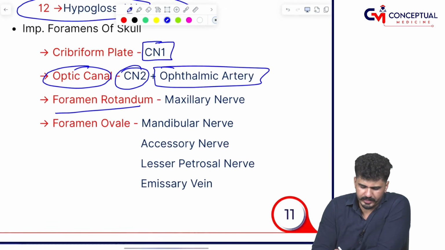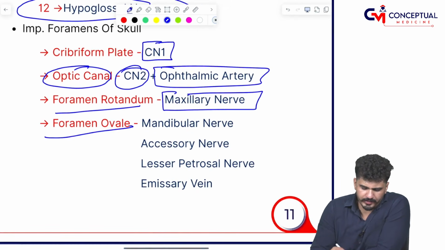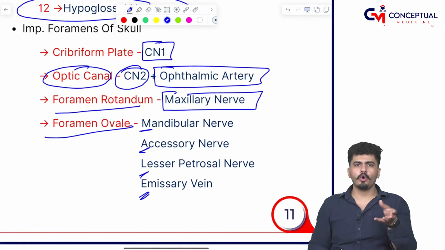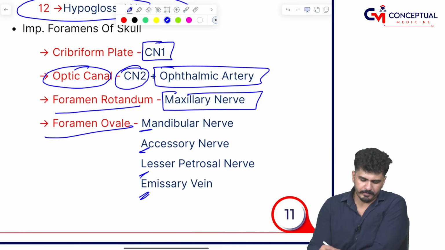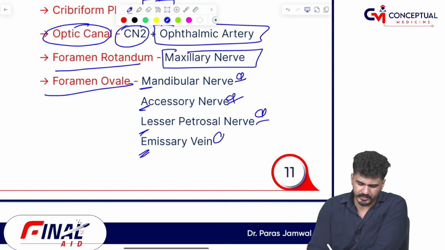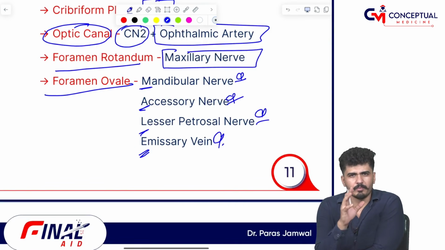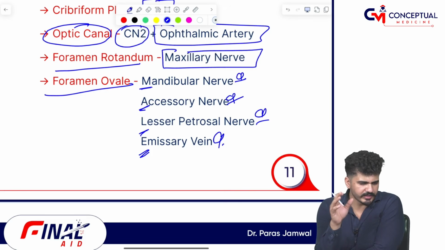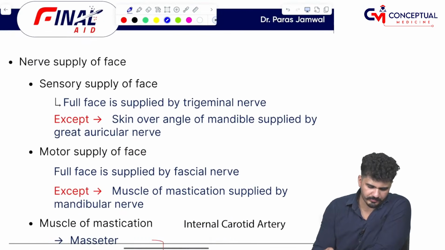Foramen rotundum, we are having maxillary nerve. Foramen ovale, we are having MALE. What is MALE? Foramen ovale, it is your MALE. MALE stands for mandibular nerve, accessory nerve, lesser petrosal nerve, and emissary vein. So these are the important foramens with the important structures you have to remember for the exam.